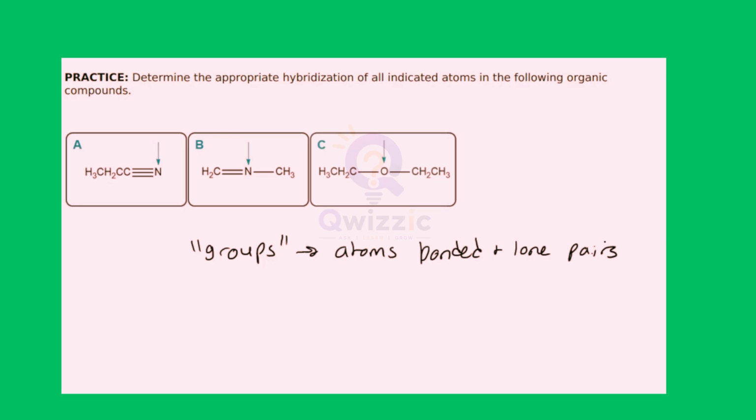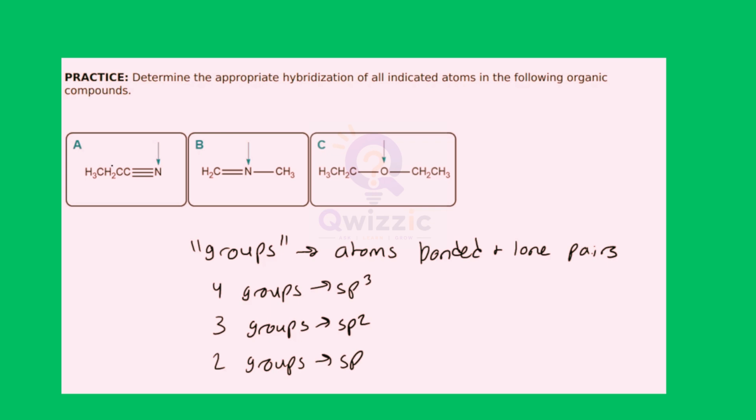And to be more specific, right, if your total number of groups ends up being 4, then that's going to correspond to sp3 hybridization. 3 groups in total is going to correspond to sp2 hybridization, and 2 groups in total corresponds to sp hybridization. So now let's go ahead and apply that to each of the molecules that we're looking at, right?